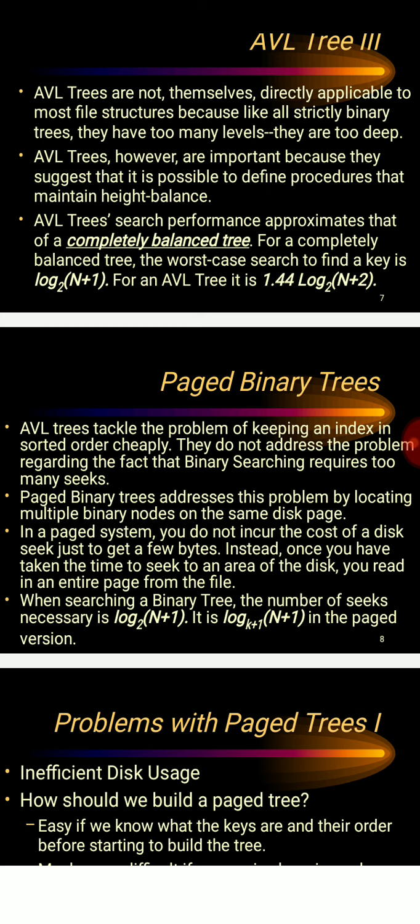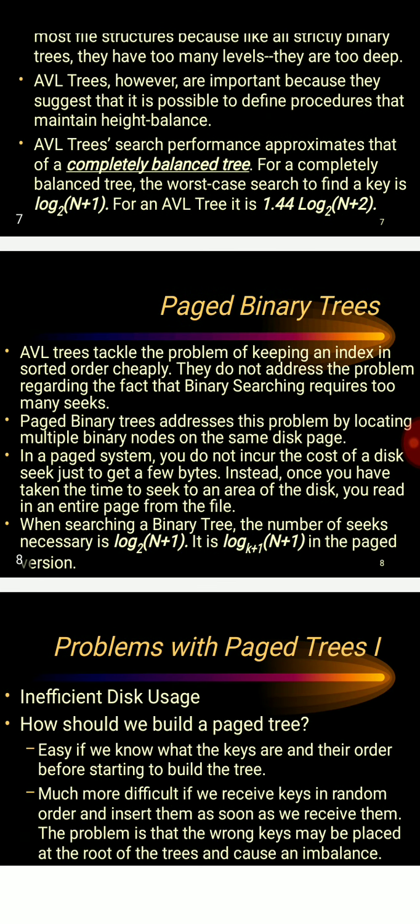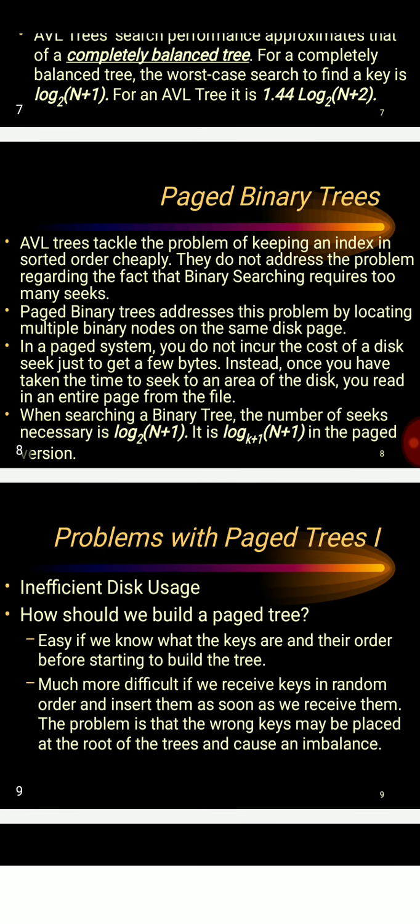What happens? It stores a set of nodes in one page, so that seeking does not take place. In one page it stores a maximum of 8 node values, so that whenever you are searching, we can get all the information in one search. Hence the paged binary tree avoids the number of seeks.